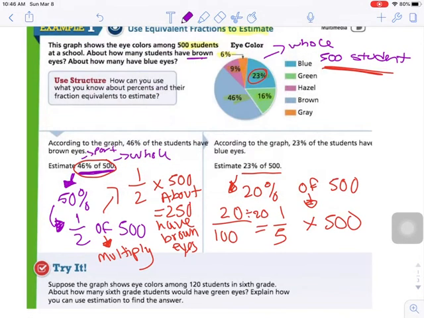So go ahead and calculate that out. 1/5 times 500, which is 100. So we can say that about 100 students have blue eyes. Again, that's just an estimation, so that's why we're using this term about.